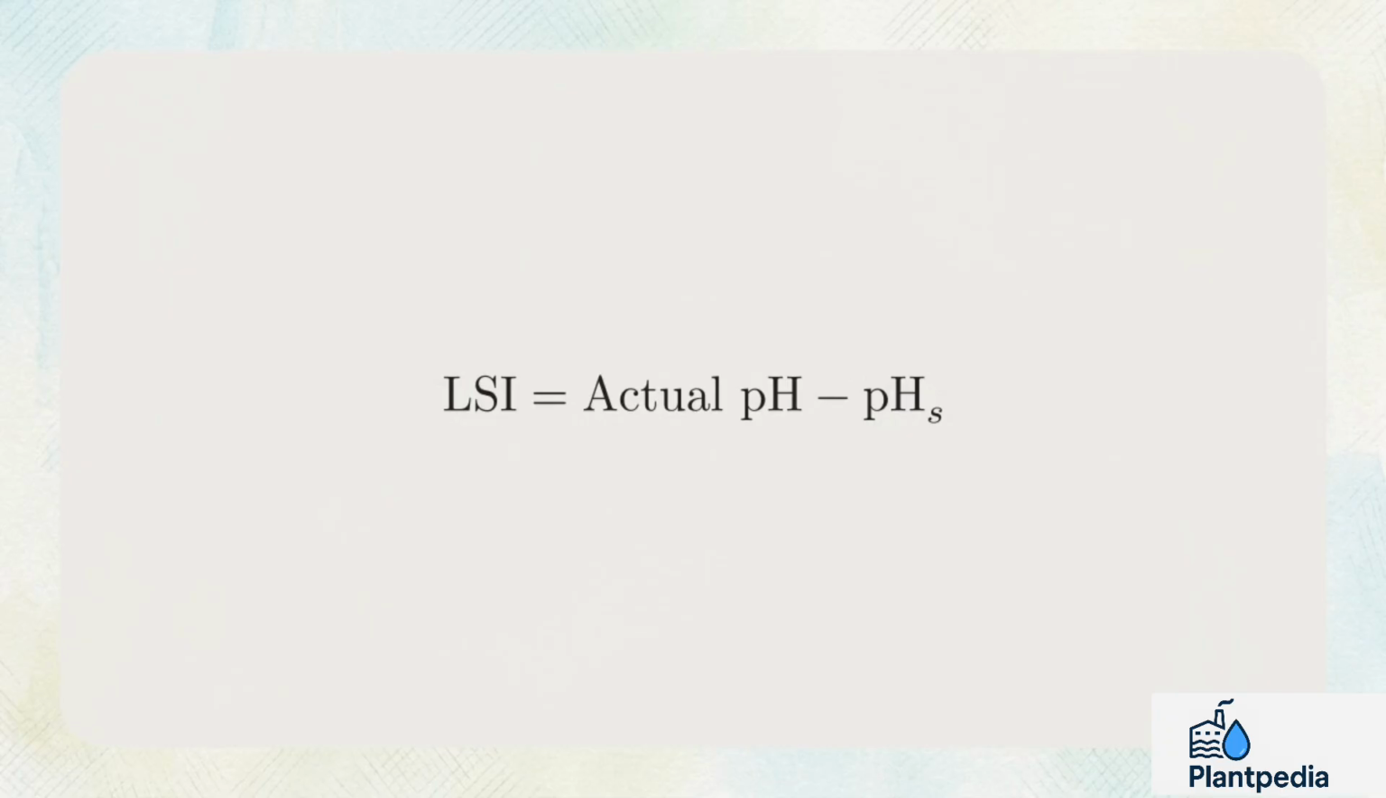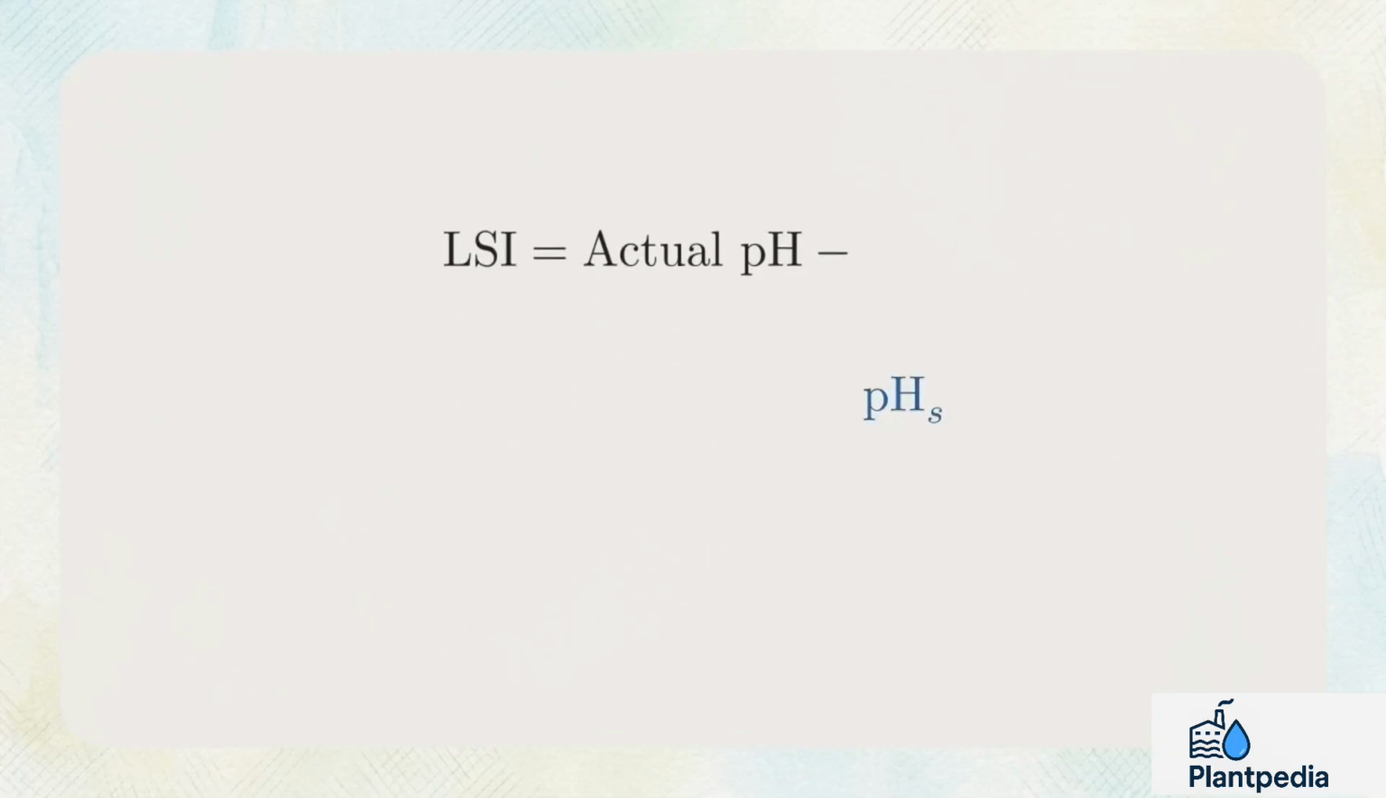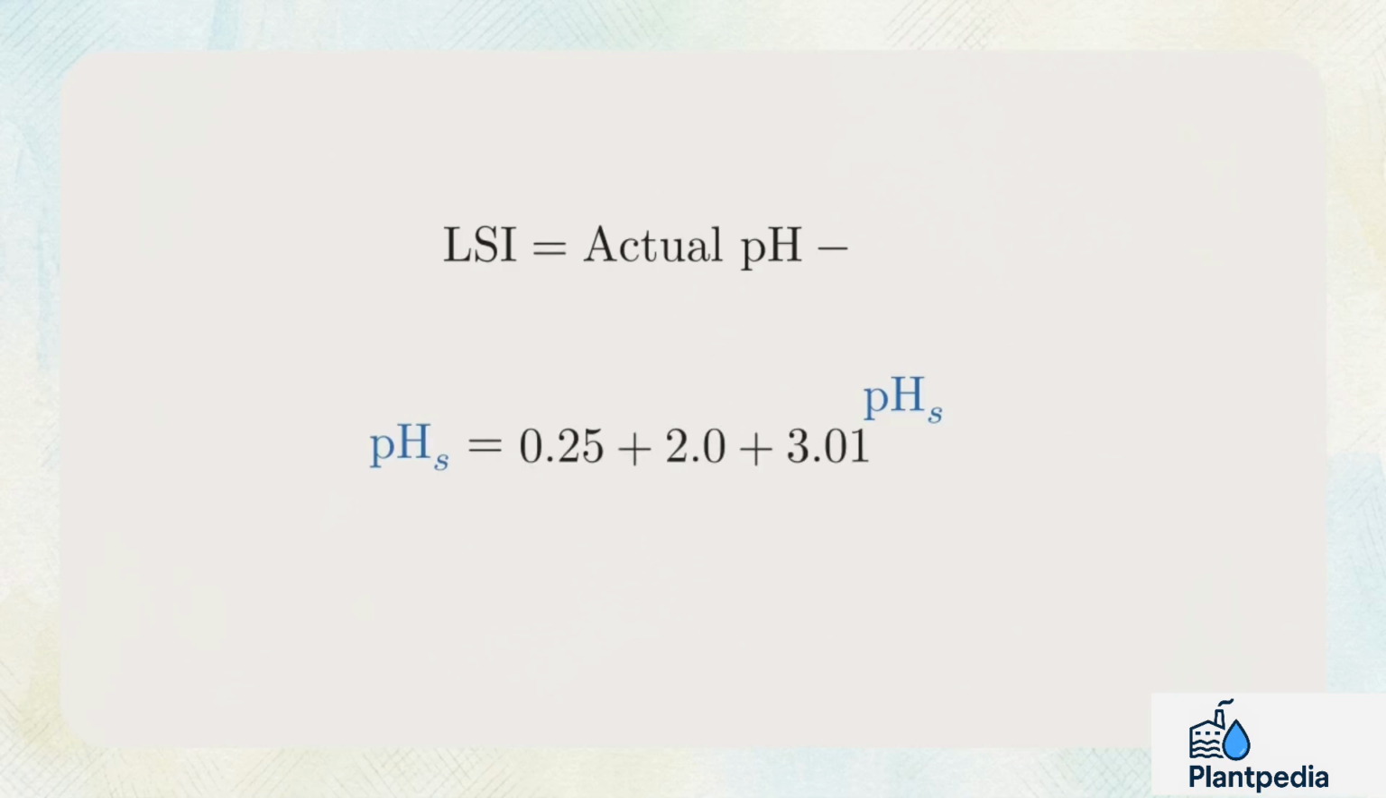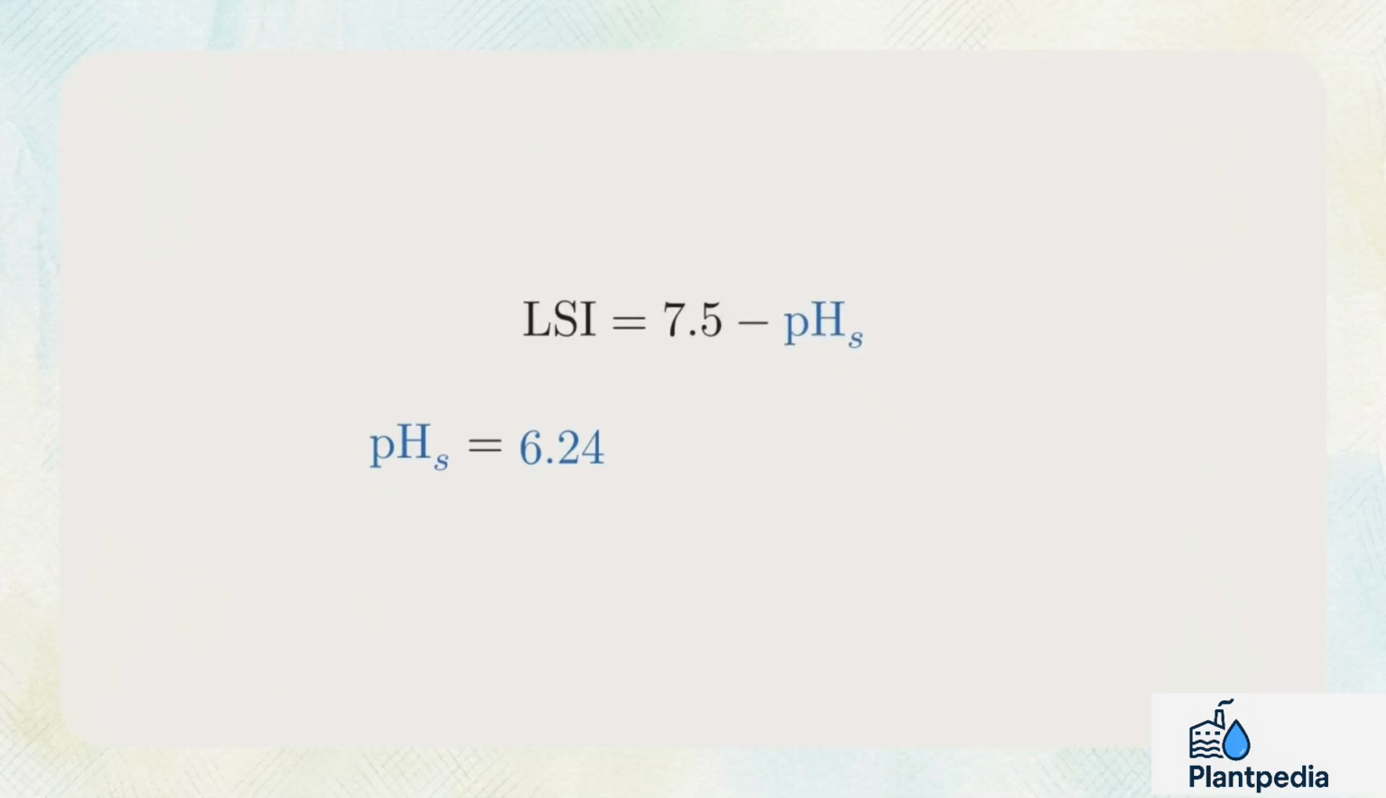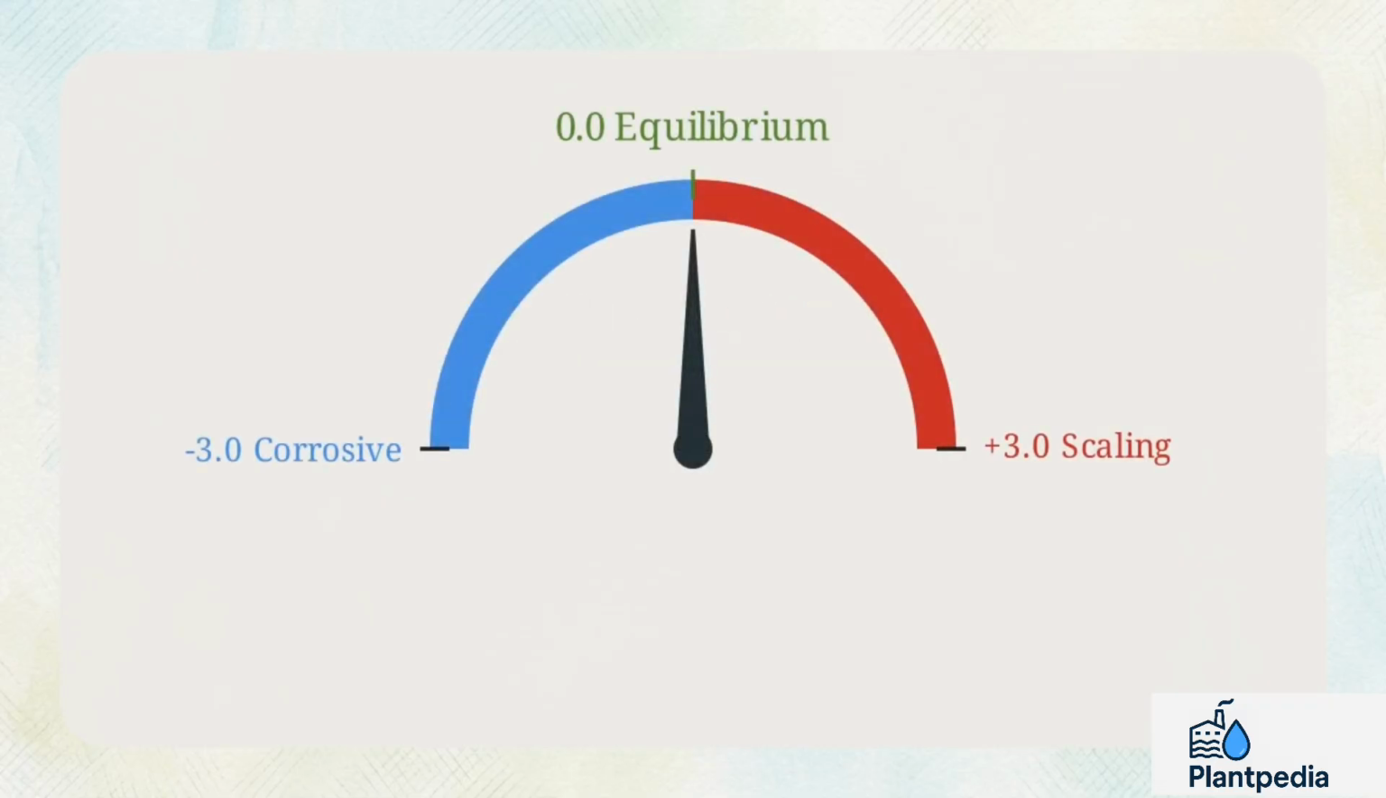Now we use the foundational formula. LSI equals the actual pH minus the saturation pH. To find that saturation pH, we simply add our four extracted factors together. 0.25 plus 2 plus 3.01 plus 2.30 gives us a saturation pH of 6.24. We then take our actual measured pH of 7.5 and subtract our new saturation pH of 6.24. This leaves us with a final LSI score of positive 1.26.